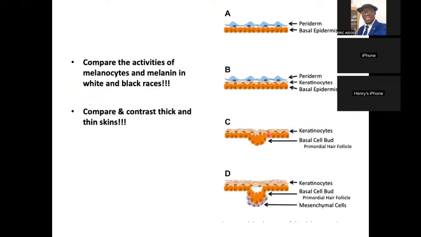So again, the keratinocytes are there, and then you can see that the ectodermal cells are now invaginating.